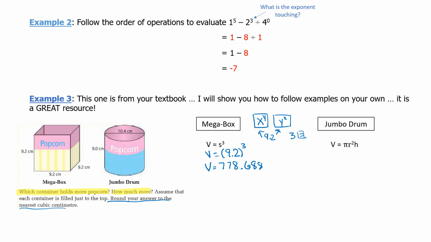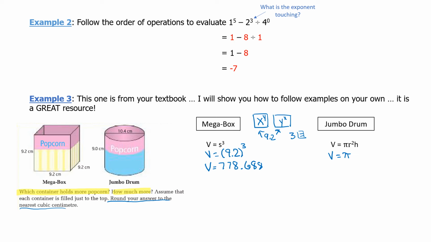The jumbo drum is in the shape of a cylinder. So let's put our formula here. Volume equals pi. If you have a pi button on the calculator, I'm going to leave this as a pi. I don't want you typing in 3.14 in your calculator. If you have a pi button, use the pi button. If not, you can type in 3.14.